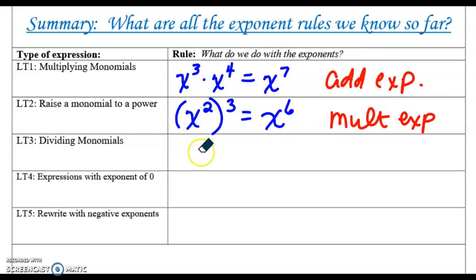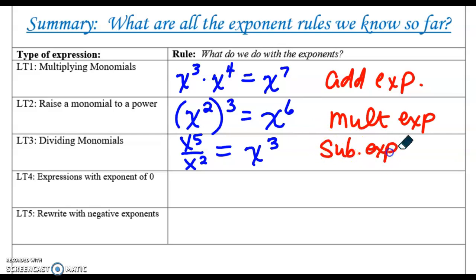And when we're dividing, maybe we have x to the fifth over x to the second. There are 5 x's in the numerator, 2 in the denominator, so when all is said and done, you'll have 3 in the numerator. And what are we doing here? We are subtracting the exponents, but you want to keep the base where there are more exponents. So in this case, it was the numerator.